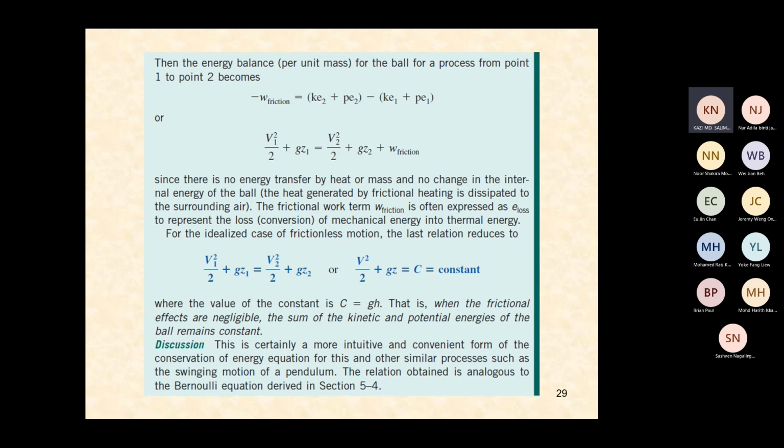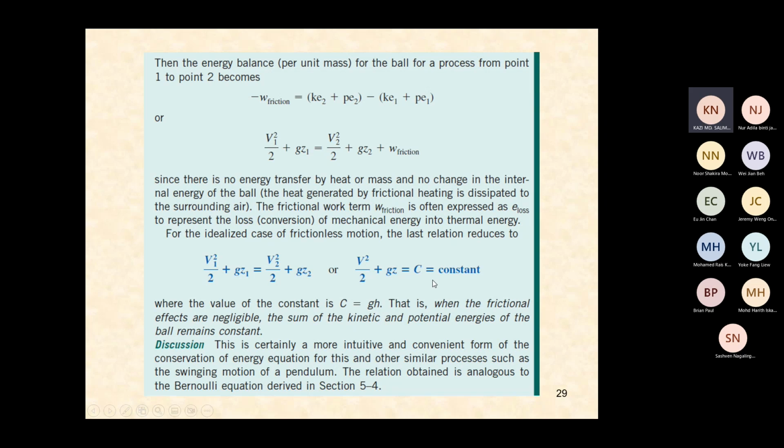For the idealized case of frictionless motion, the friction term reduces to zero. That is V1 squared by 2 plus g Z1 is equal to V2 squared by 2 plus g Z2. As they are all equal, V squared by 2 plus g Z is equal to a constant.